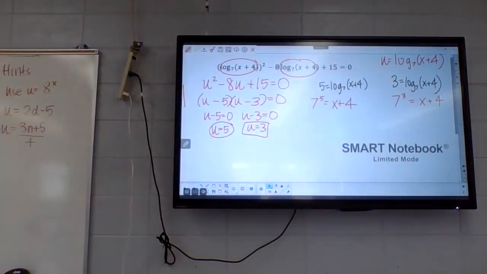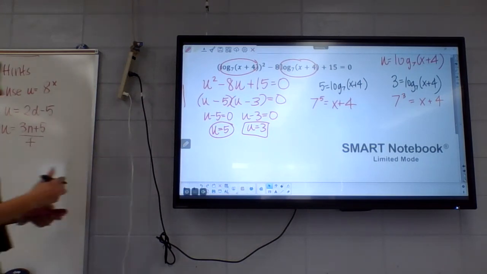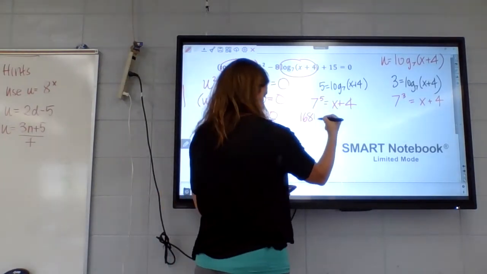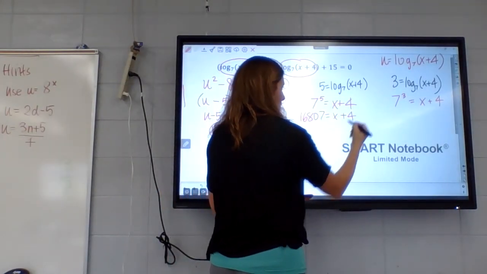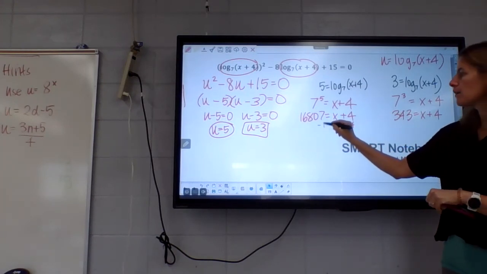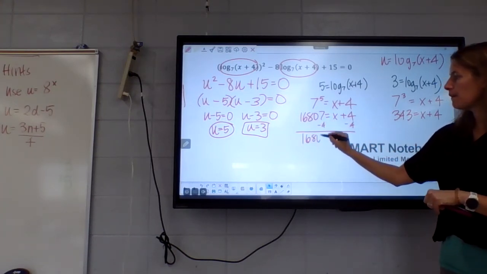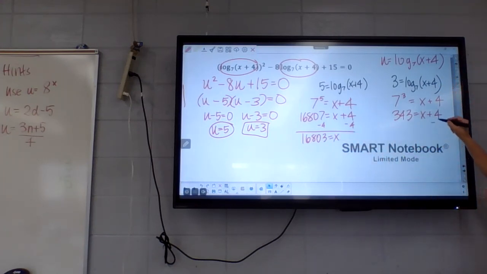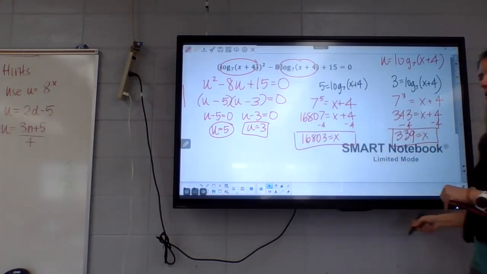Now 7 to the 5th is a pretty big number, I think. That's okay. I think it's still writable here, yeah. So we're going to move our 4 over. Move our 4 over. And we get our 2 answers for x.